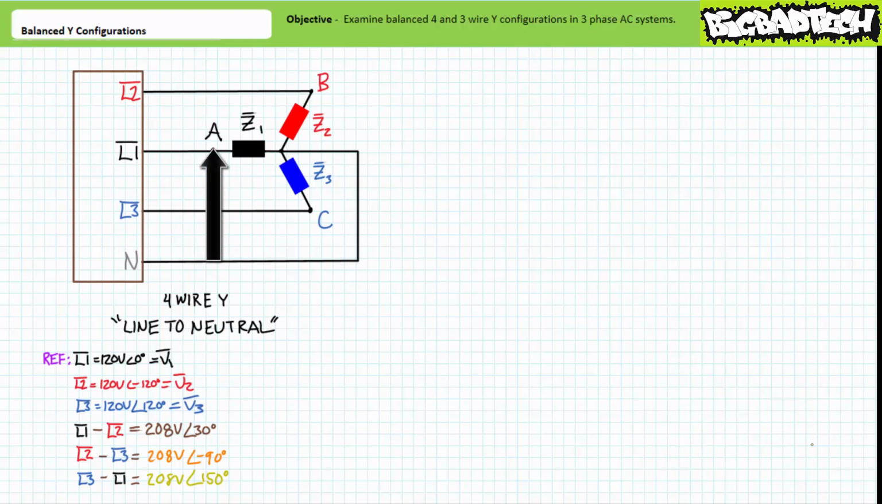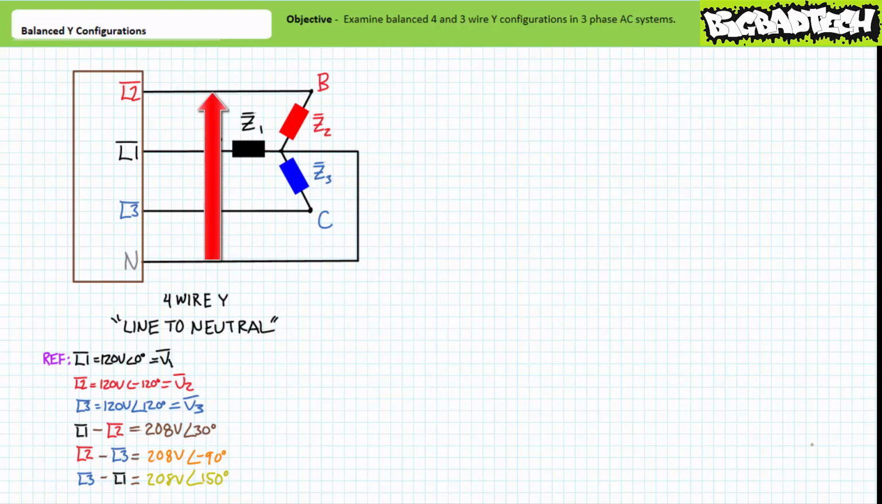The differential L1 applied at node A and conjoined terminal N establishes a differential of 120 volts at an angle of 0 degrees. Load impedance Z1 goes from node A to node N. It makes sense that the voltage across the load impedance Z1 is 120 volts at an angle of 0 degrees.